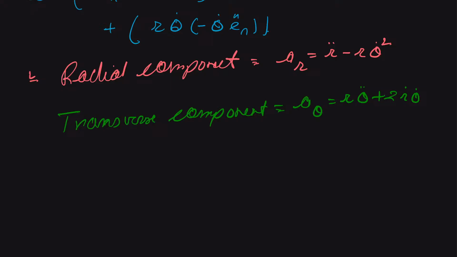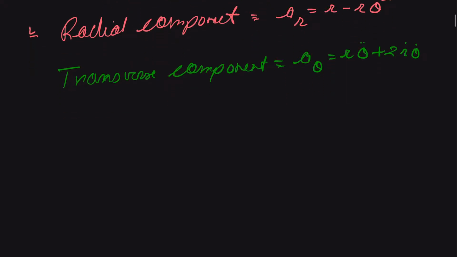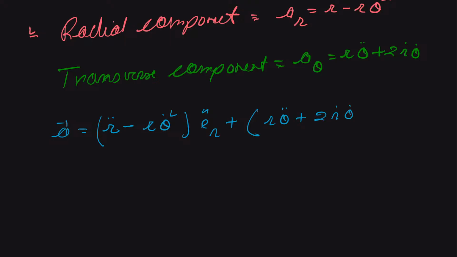And we can also write our acceleration, if we manipulate the equation, as r double derivative minus r theta squared multiplied by the unit vector e_r, and next comes our transverse component, that is r theta double derivative plus twice r single derivative and theta single derivative, multiplied by the unit vector e_theta.